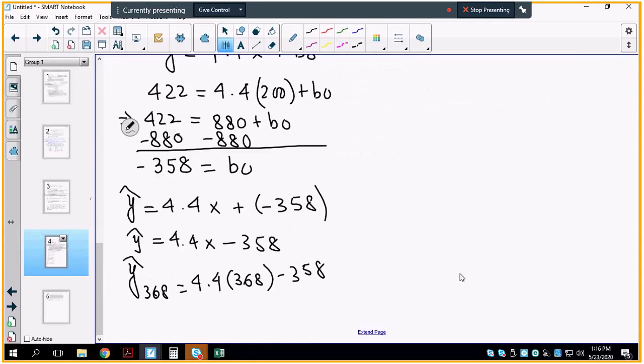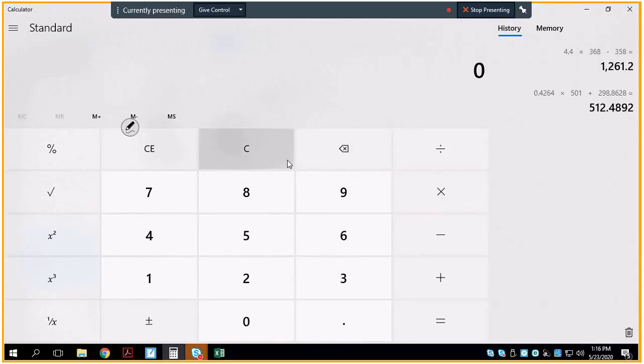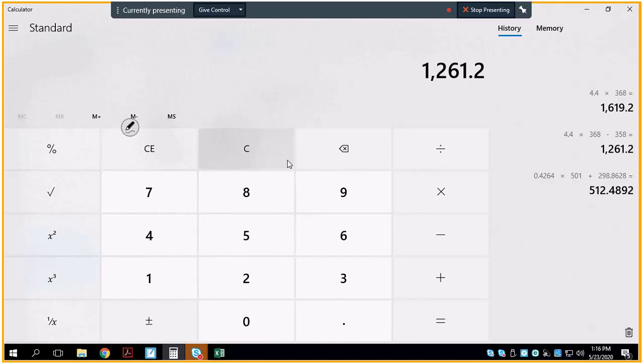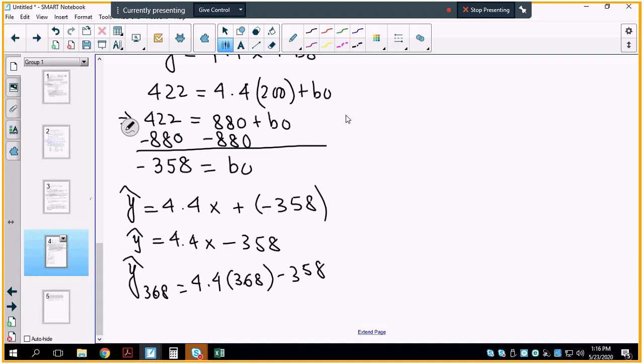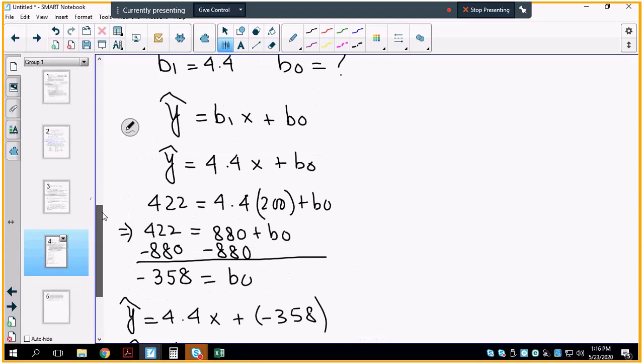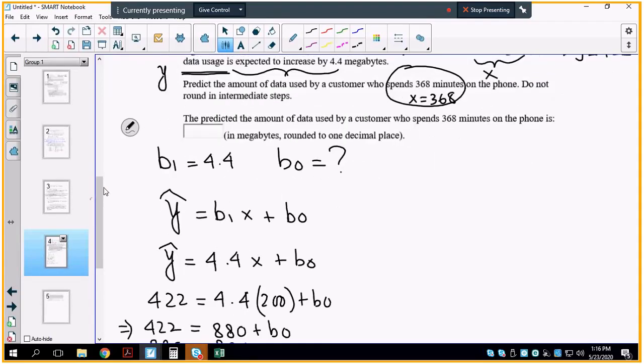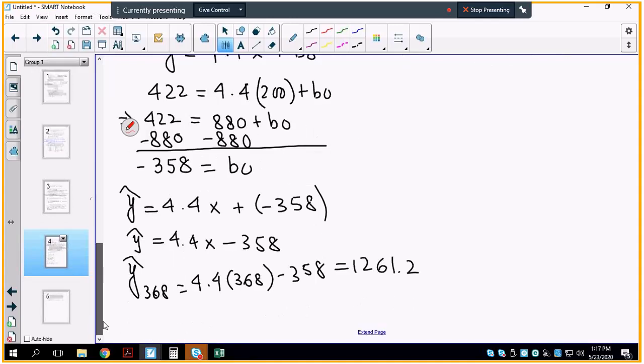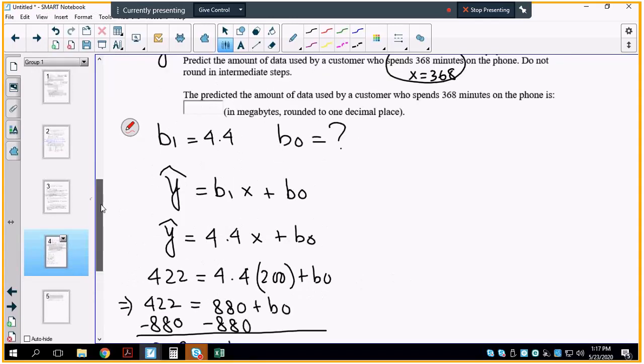So let me check my work one more time. I am going to multiply 4.4 with 368, and subtract 358, so I'll get 1261.2. That is your answer. So you're going to go ahead and say that the predicted amount of data used by the customer in megabytes when the customer spends 368 minutes is 1261.2 megabytes.